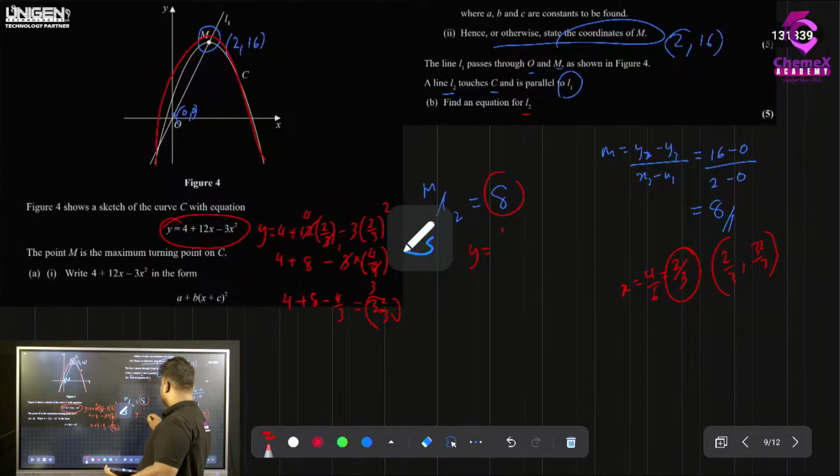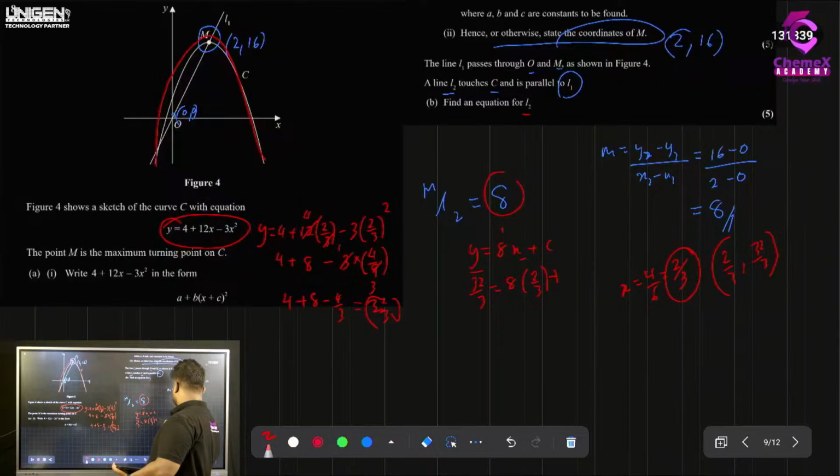Y equals 8x plus C. Y and x is known. What is y? 32 over 3 equals 8 times 2 over 3 plus C. So what's C? 32 over 3 minus 16 over 3. So C is equal to 16 over 3.